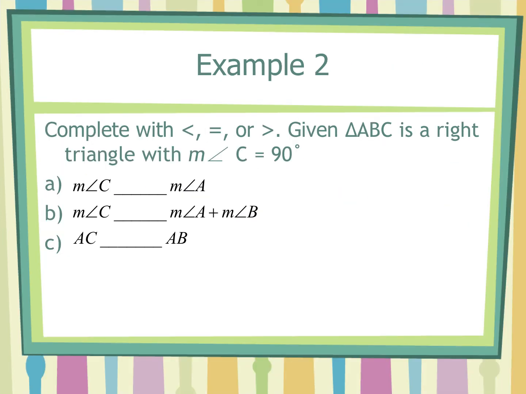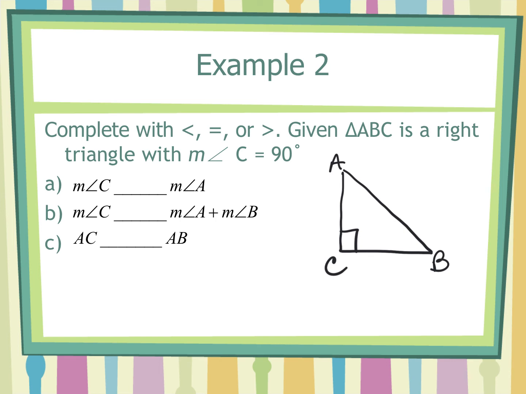2. So it wants me to fill in those blank lines with either a greater than symbol, a less than, or an equal to. So let me go ahead and give myself a picture because they did not draw this right triangle for me. So let me go ahead and draw a triangle ABC here. And it said it's a right triangle. And it also told me the right angle is located at angle C. Doesn't matter where I place A and B.